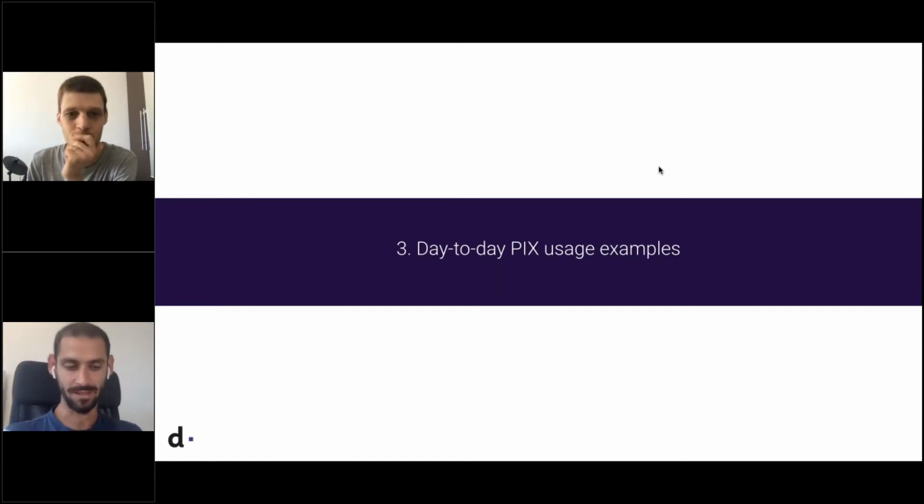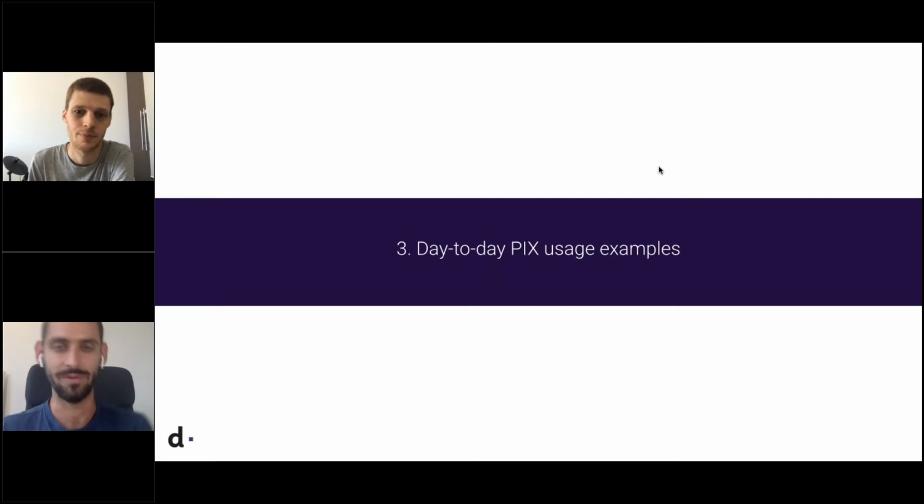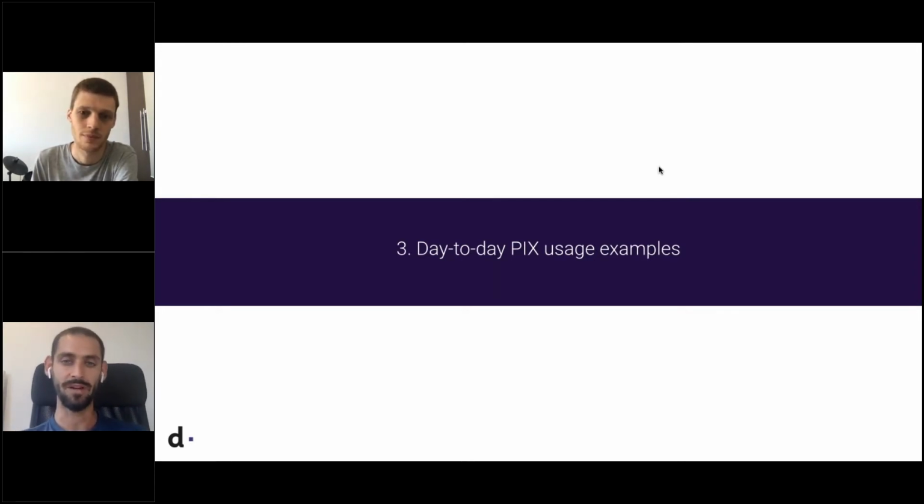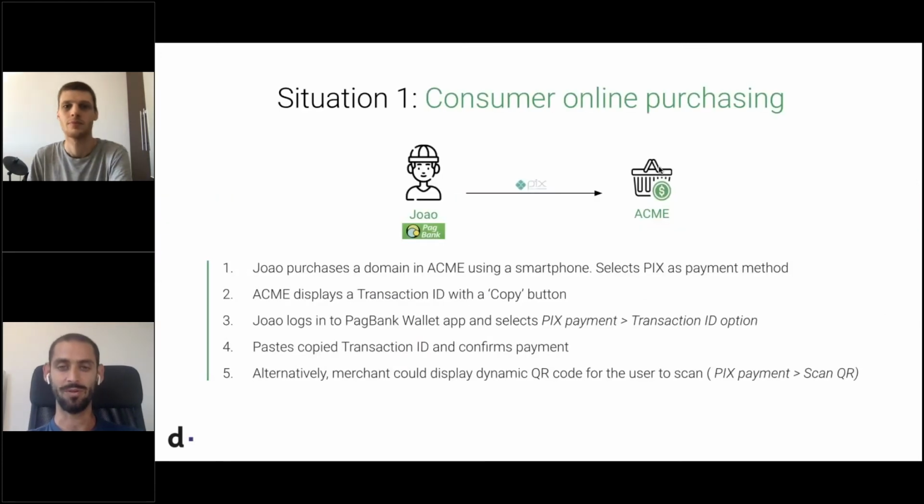Okay, so let's dig into some examples on how PIX will be implemented in different scenarios, and then continue with how it works. So let's have the first situation, and it's a very basic consumer online purchasing. We have our guy, in this case our Brazilian Joao, and he wants to make a payment and a purchase on an online store for a good or a service.